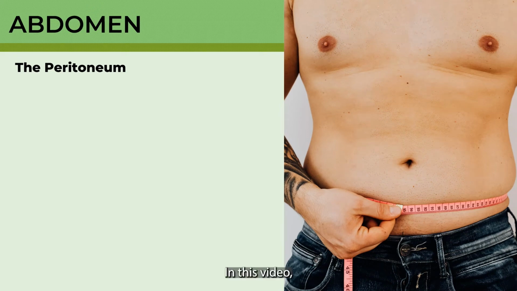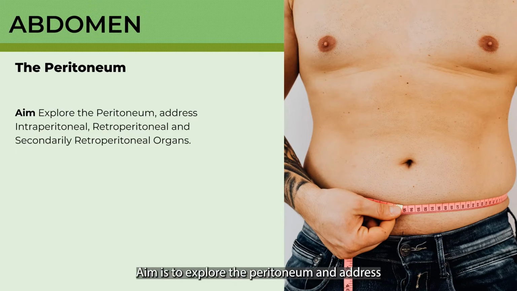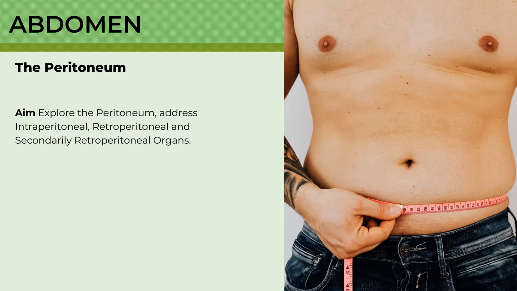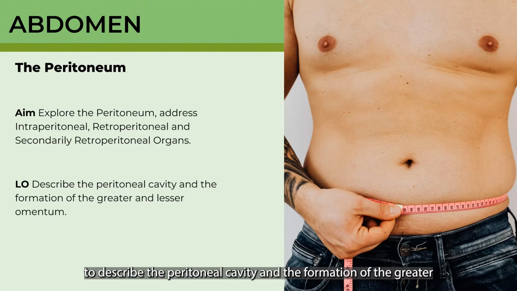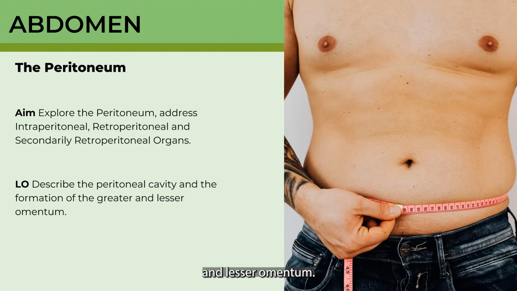In this video, we are going to be looking at the peritoneum. Our aim is to explore the peritoneum and address interperitoneal, retroperitoneal, and secondarily retroperitoneal organs. This will help you with your learning objective to describe the peritoneal cavity and the formation of the greater and lesser omentum.